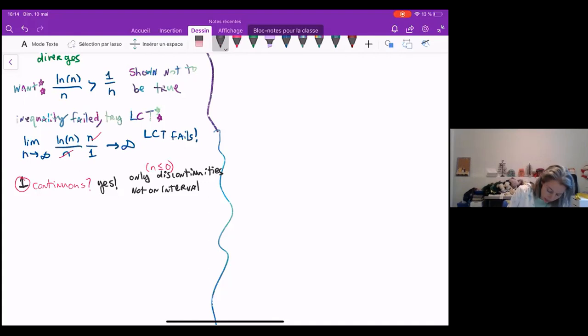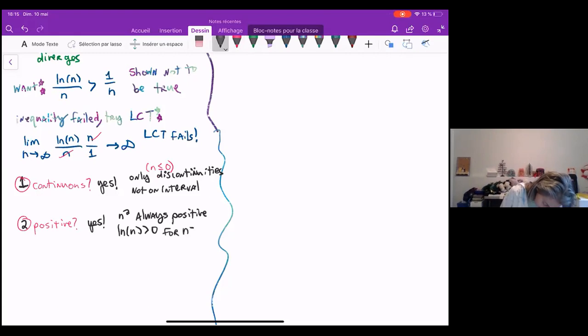Okay, so then the second thing is this needs to be positive. And again, the answer here is yes. It's positive because ln n is positive for n bigger than 1. Well, we're only looking at n bigger than 1. And n squared is also always positive. ln n is greater than 0 for n greater than 1.